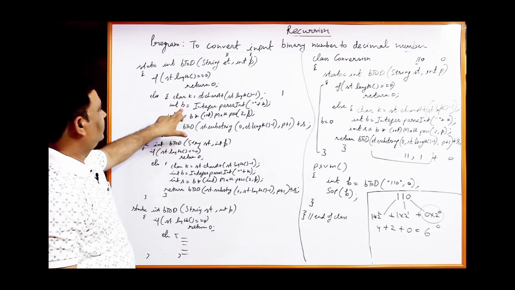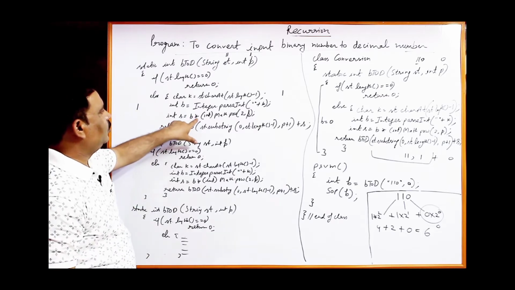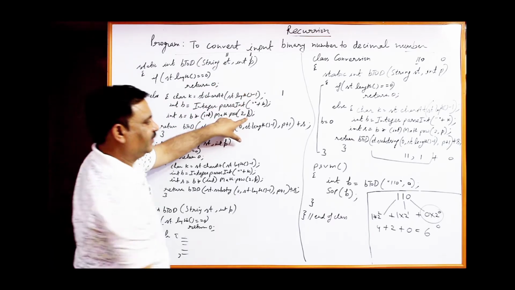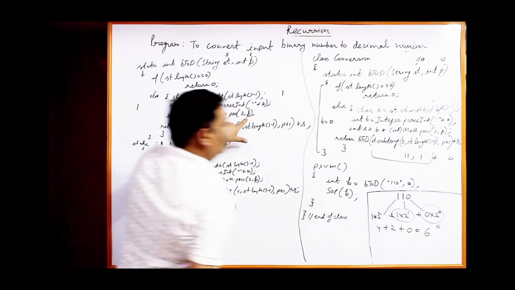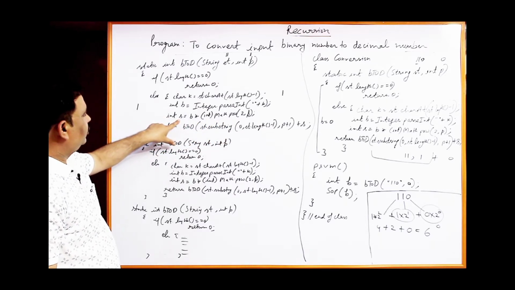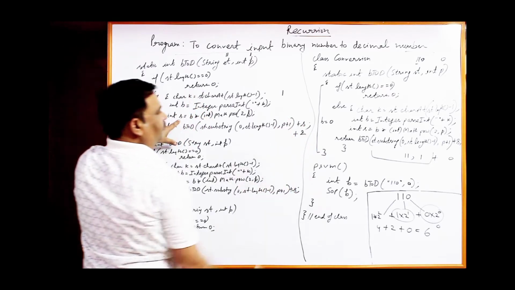Convert into integer number. B will be 1. So 1 into 2 raised to the power p. P is now 1, so 2 raised to power p is 2 raised to power 1. So the value of s will be 2.